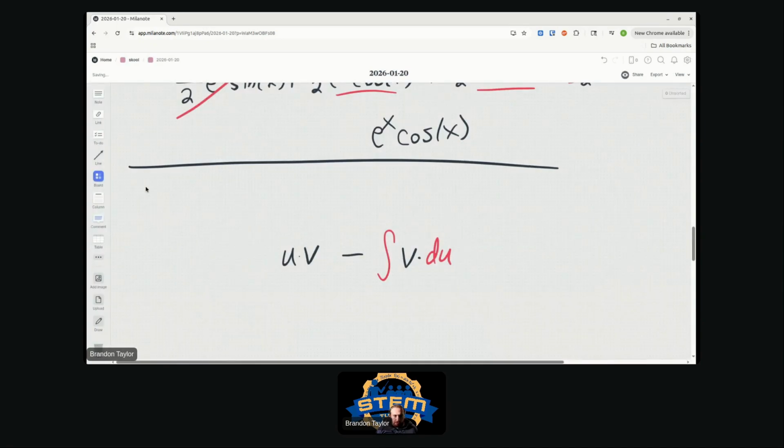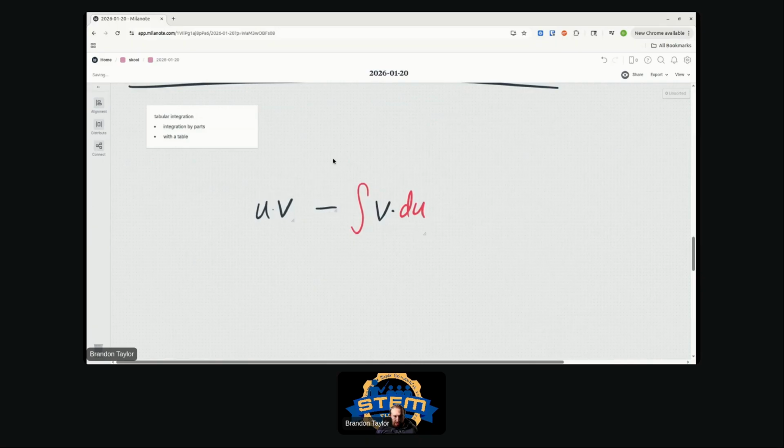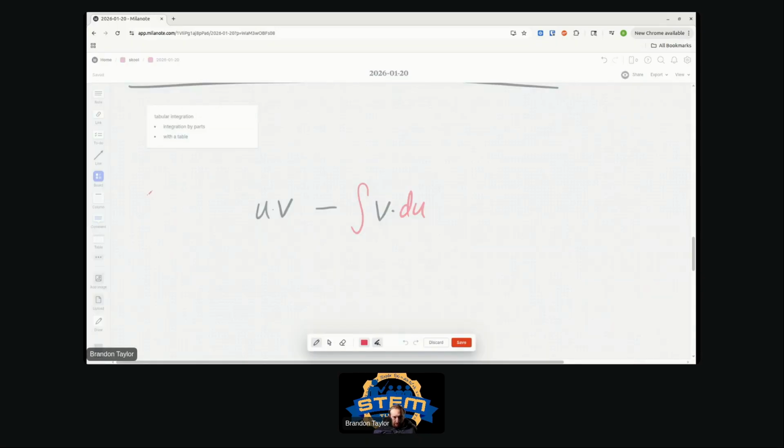Tabular integration. It's basically integration by parts, but with a table. So that's what the tabular part means. Now you probably don't understand what that is yet. Let's go into that. So if we have u dv, u dv is equal to the integral of uv.